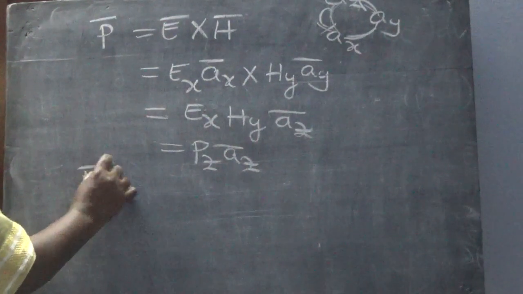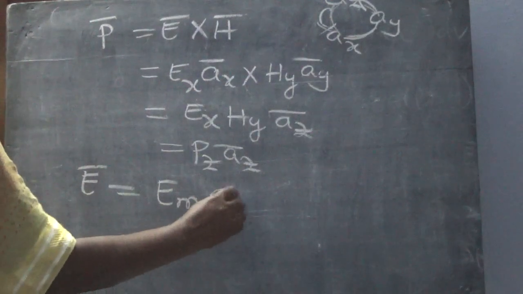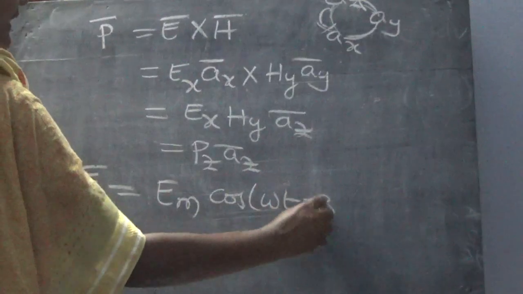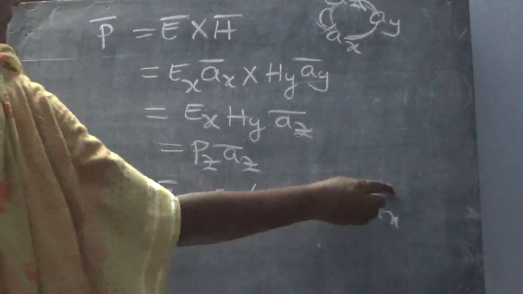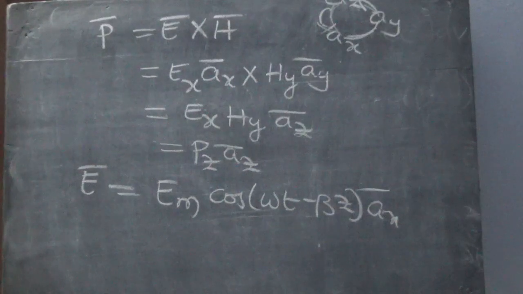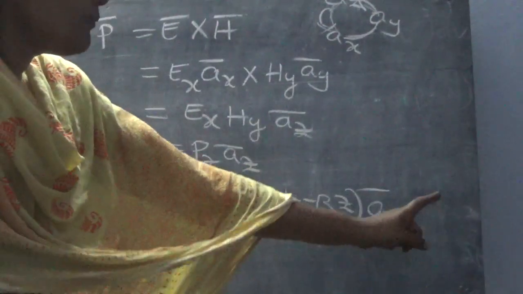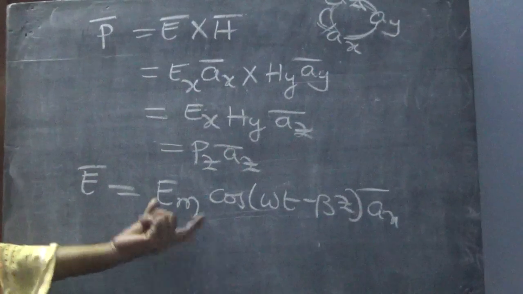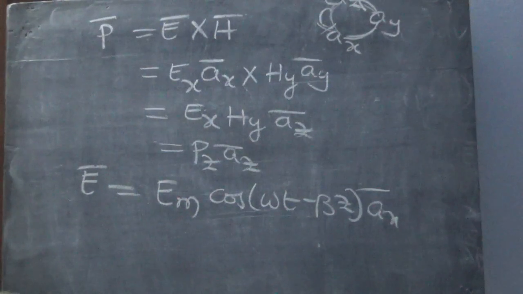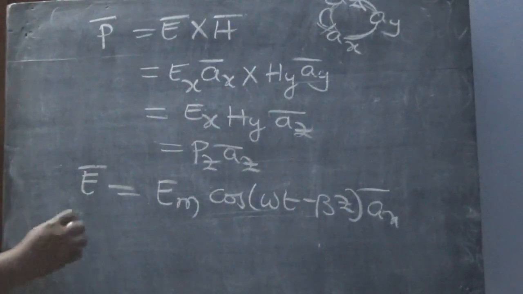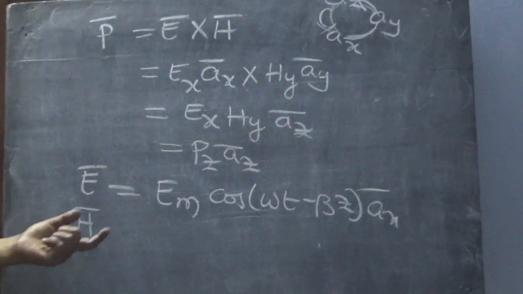Now, if I consider Ē equal to some maximum magnitude Em cos(ωt − βz) ax, it is nothing but ax. I will have another component, Em plus and Em minus, but I am considering the component traveling along the positive z direction. Suppose I also want H̄, what I will write is that the quantity for H̄ is ay.